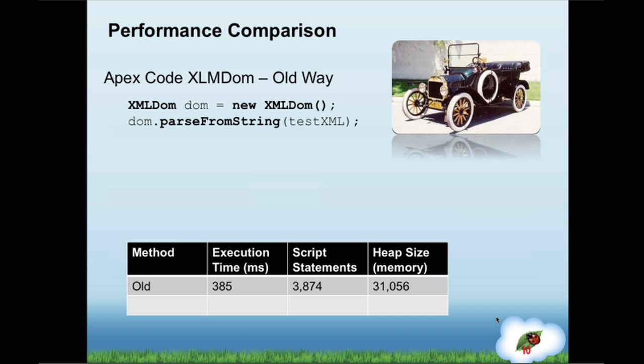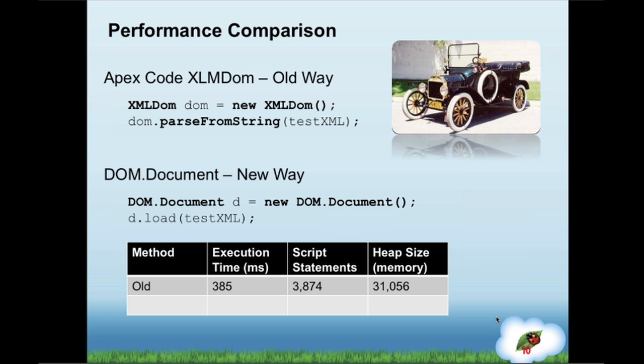385 milliseconds in internet time is a pretty long time, so it'd be nice if we could do better. We also executed 3,800 script statements. So these are script statements that we're essentially paying for through our account of limits that we have available in an execution context. And then we've used 31,000 units of memory on the heap.